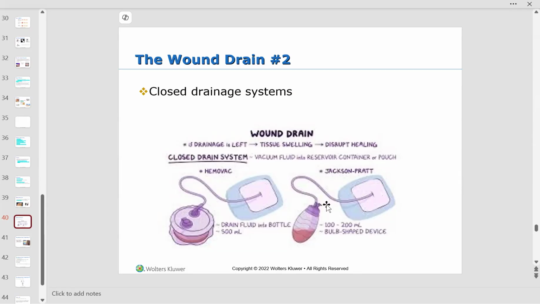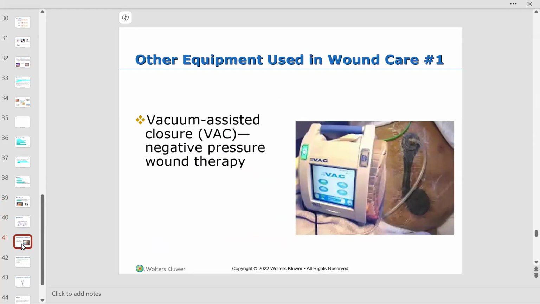Or a Jackson Pratt, which is what this is. This is a negative pressure closed drainage system where we squeeze that bulb, put the lid on, and slowly it draws the drainage out of the wound. You must always measure how much and what the color is of the drainage. Those are closed drainage systems.